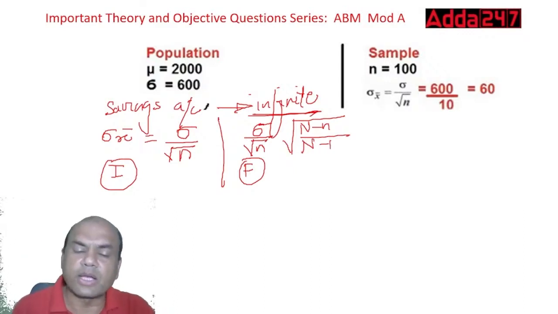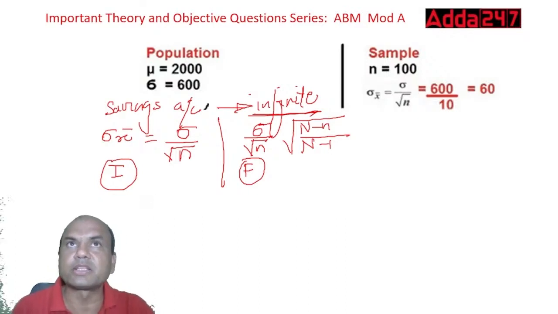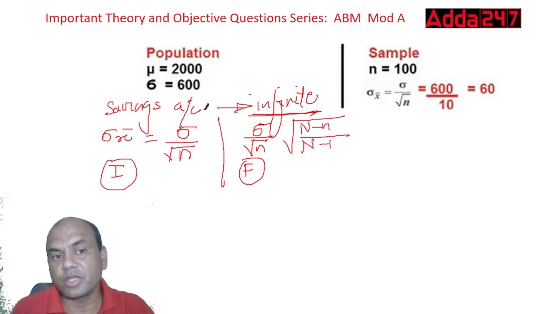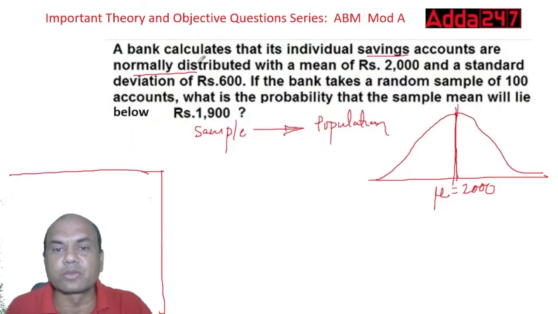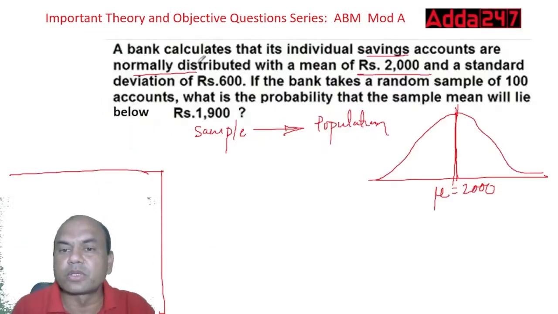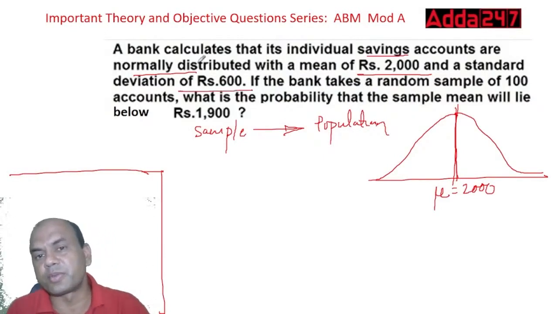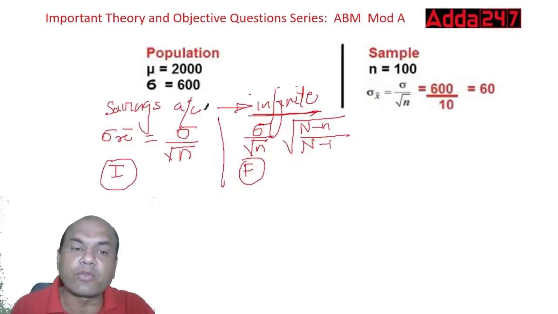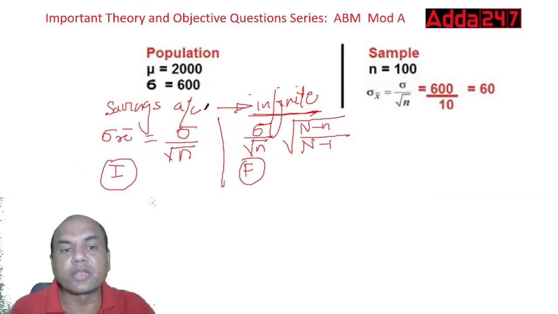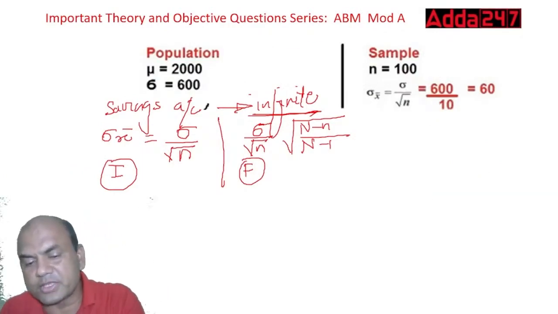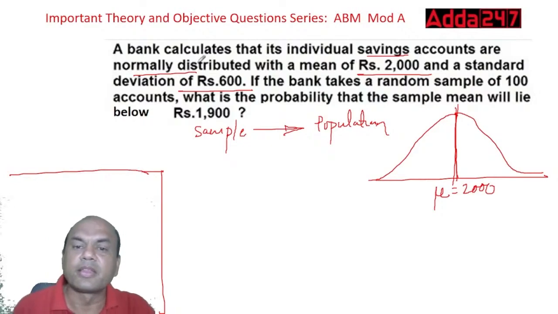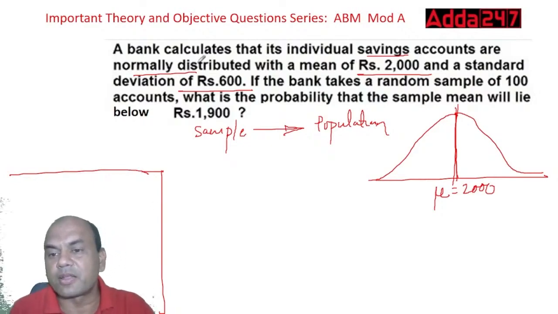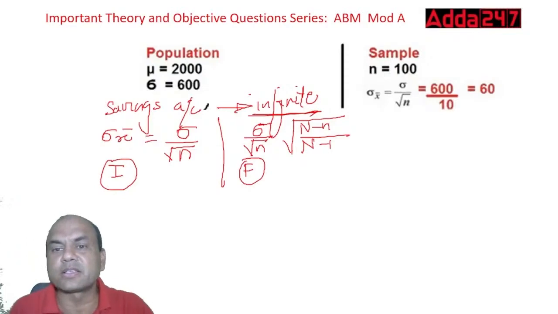Now look at this. In the problem, what is given? The mean is given as 2000 and the standard deviation is given as 600 for this population. Standard deviation means how much the values deviate from this mu, and that is given as 600. Now what about the sample? In the sample, they have given that the bank takes a random sample of 100. So 100 is the sample size. Small n is given as 100.